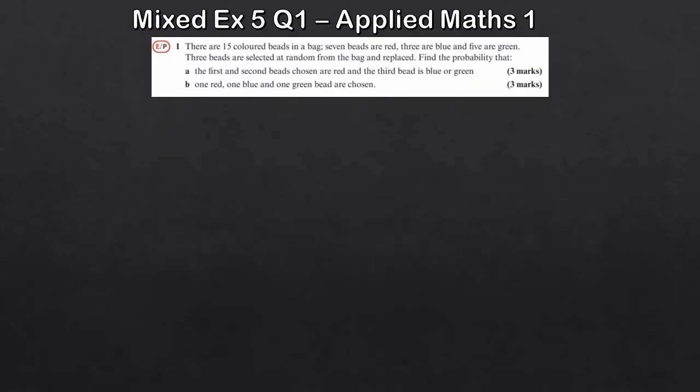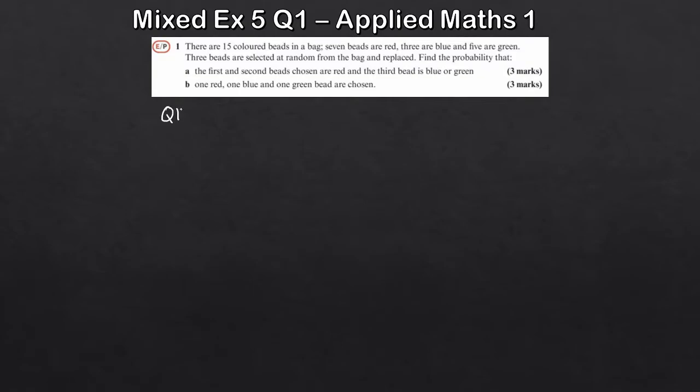Second question, we're going to take a look at a general probability question. We've got 15 beads in a bag, 7 are red, 3 are blue, and 5 are green. We're selecting 3 beads at random, and they're replaced. That's important, the fact that they are replaced. Normally you don't replace them. We want to find the probability that the first and second beads chosen are red, and the third bead is either blue or green.